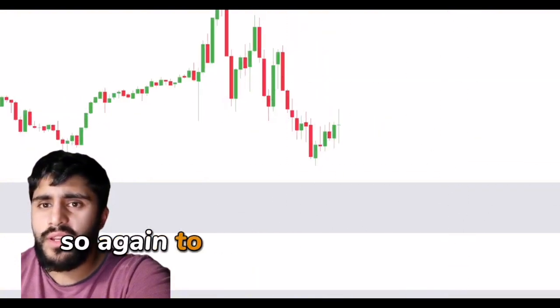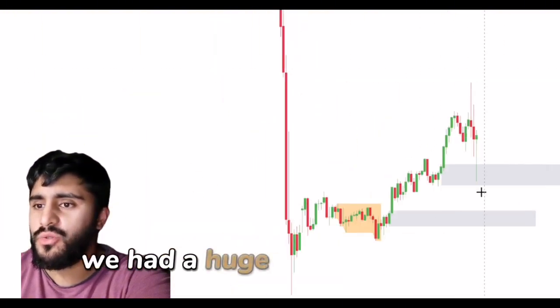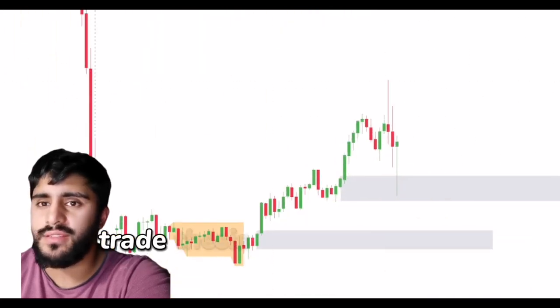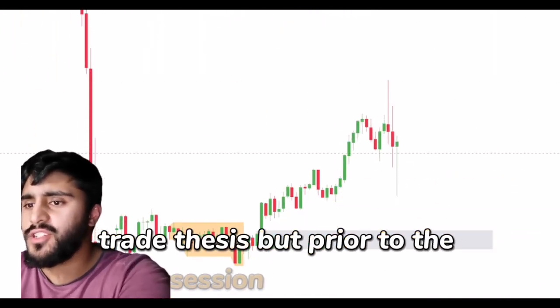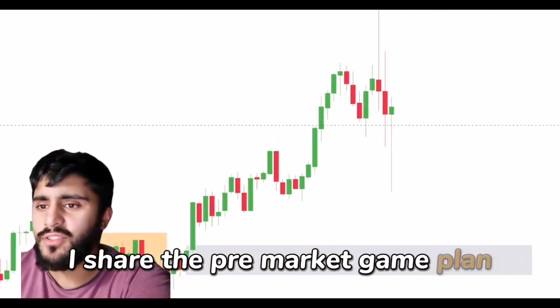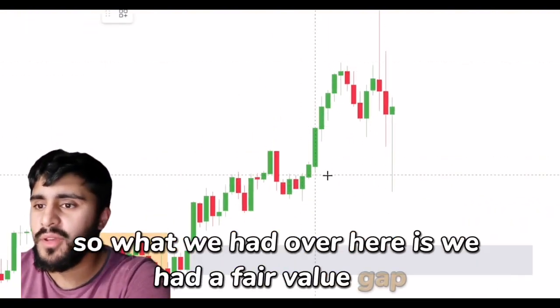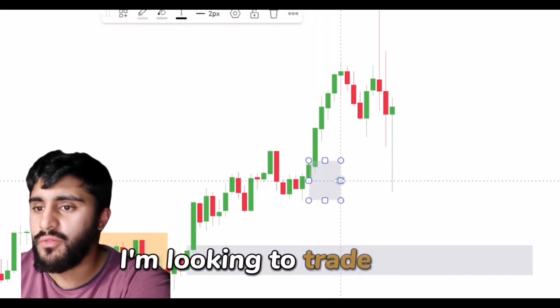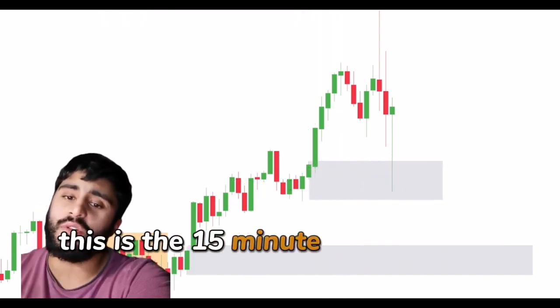So again, to quickly give you some context, we had a huge sell-off from FOMC. I wasn't really considering this in my overall trade thesis, but prior to the session, of course, I share the pre-market game plan. So what we had over here is we had a fair value gap. Price gave a 15-minute fair value gap, and this is essentially the zone I'm looking to trade from. This is the 15-minute zone I look to trade from.